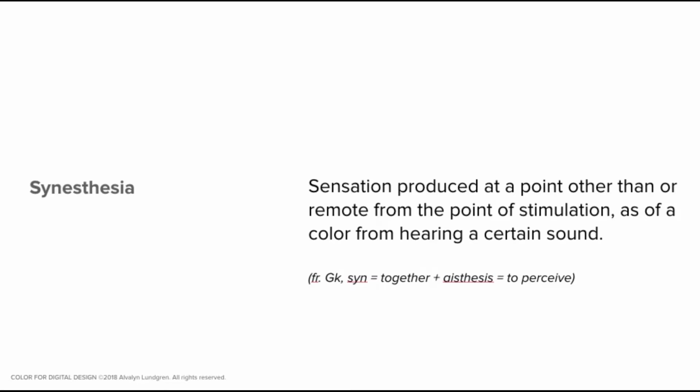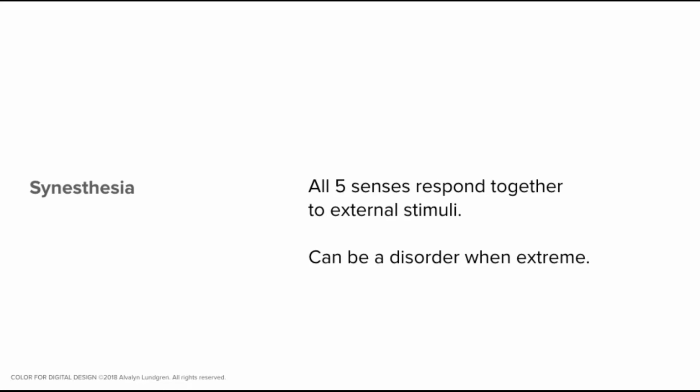So the main thing you need to know about synesthesia is that in everybody, all five senses respond together to whatever stimuli is in front of you. Some senses will dominate over others depending upon the stimuli. In extreme situations, synesthesia is a disorder. And synesthetes will see certain colors given certain situations, or they'll associate colors with numbers or colors with words that are not the color name, or they'll associate colors with emotions.